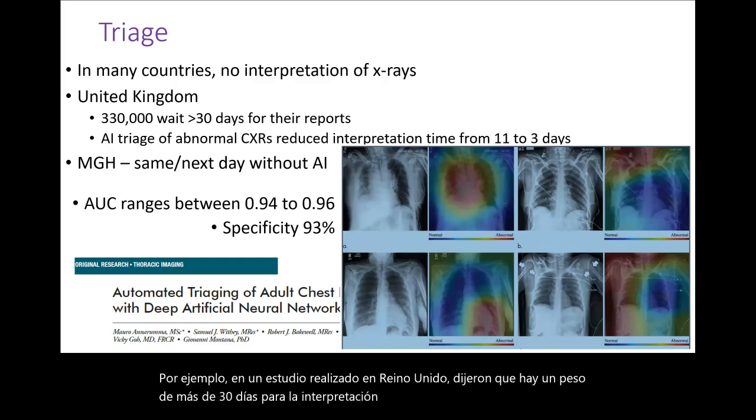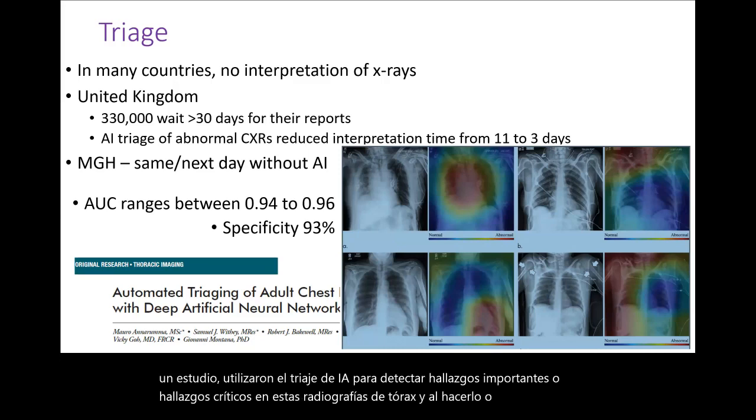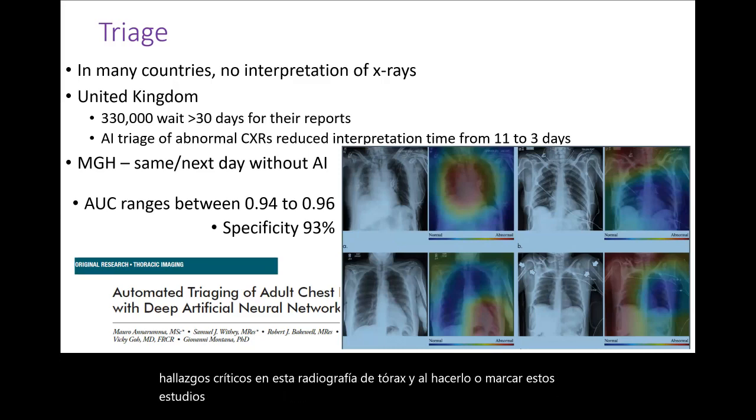They did a study where they used AI triage to detect important or critical findings on chest X-rays. By flagging these studies, they could reduce the interpretation time significantly, from 11 days down to 3 days. So we can also use those types of tools in our practice.